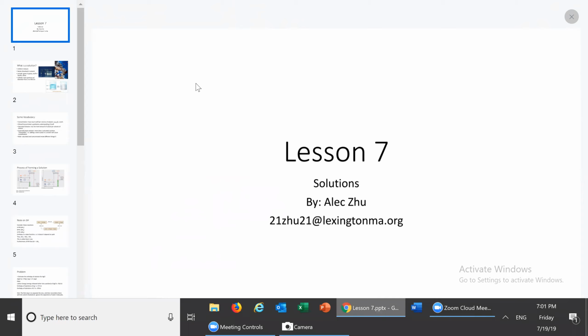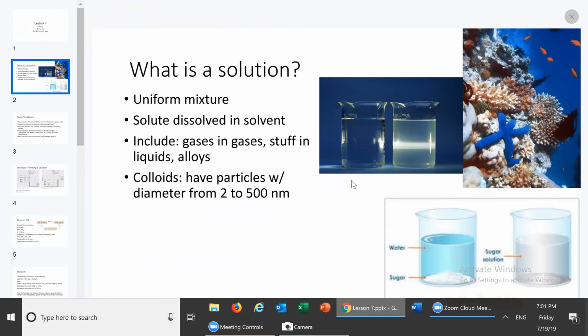Okay, so today we're going to talk about solutions. So what is a solution? A solution is a uniform mixture. So a mixture of two things, and it's uniform. So it's completely the same throughout. That means you cannot separate it into its constituents easily. It's very difficult to separate solutions.